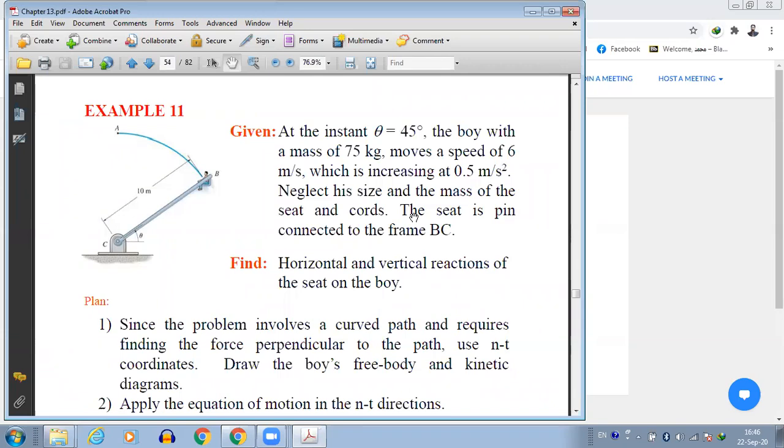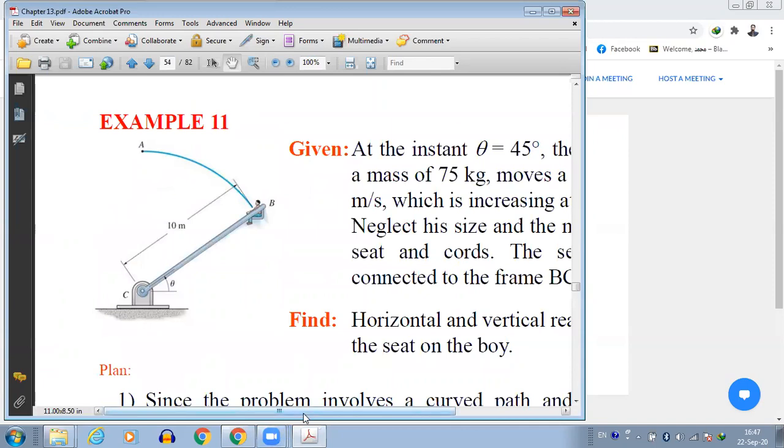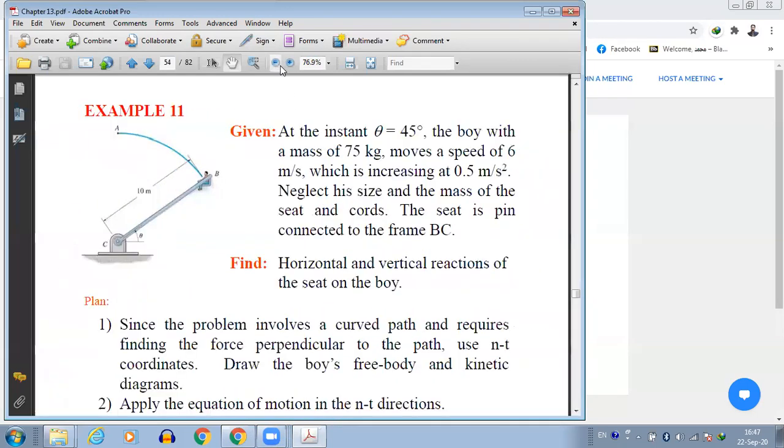Okay, so now before moving towards the solution of the problem, let's first understand the problem. Let's first see what is given in the problem and what is asked. You see here, maybe it's a kind of play game or something. A boy is sitting on a seat here, which is connected with a rod and pin connected at point C. So this thing is moving like this.